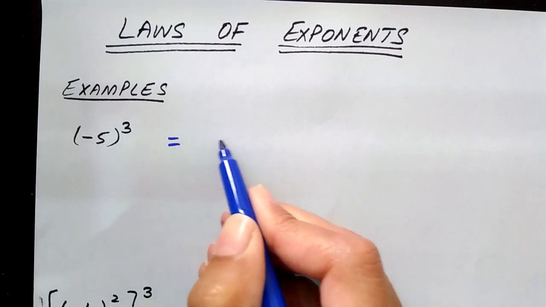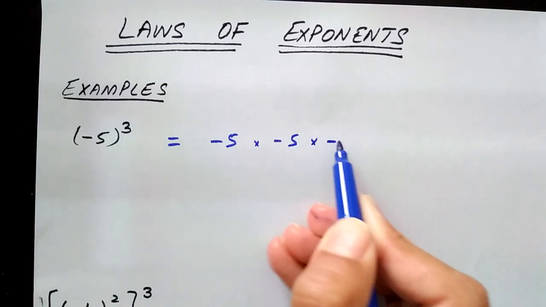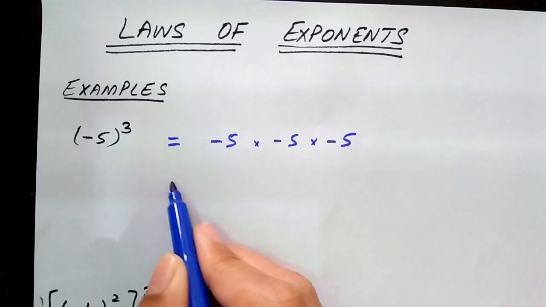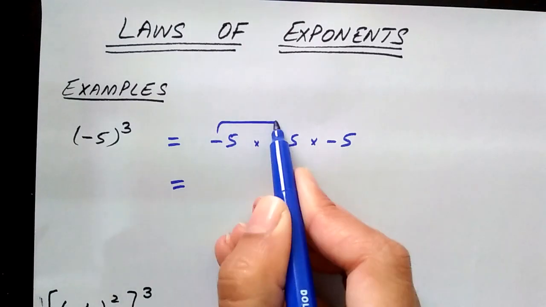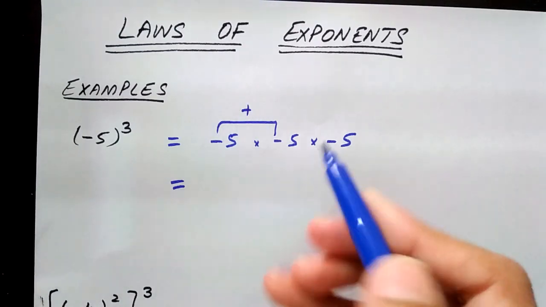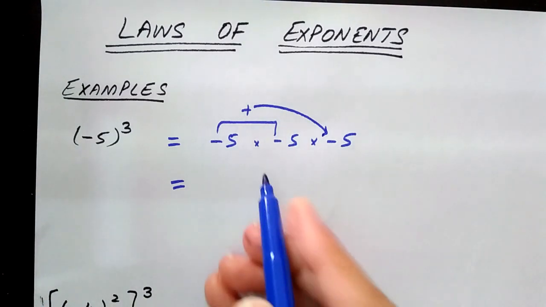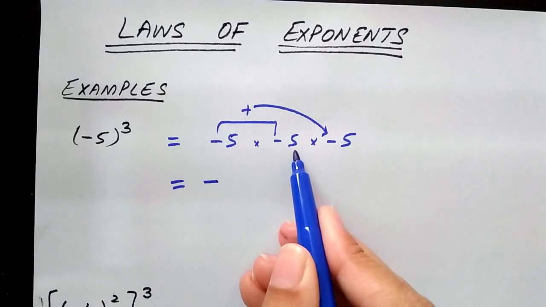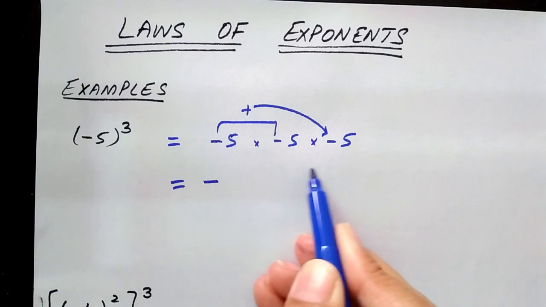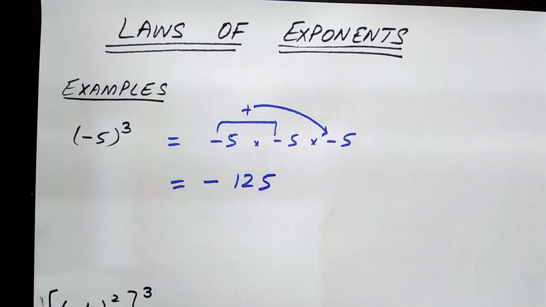We will multiply minus 5 three times. Minus multiplied with minus gives a positive sign, and when this positive sign is multiplied with the remaining negative sign, we get a negative sign. 5 multiplied by 5 is 25, and 25 multiplied by 5 gives minus 125.